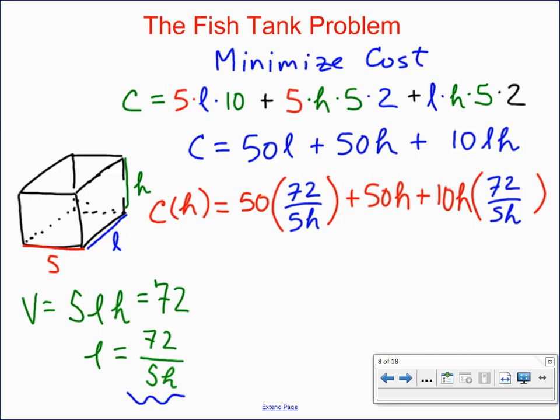That's going to be 10, so I'm getting C of H equals 720 over H plus 50H plus 2H plus 144. Numbers are hard. Can we get it?